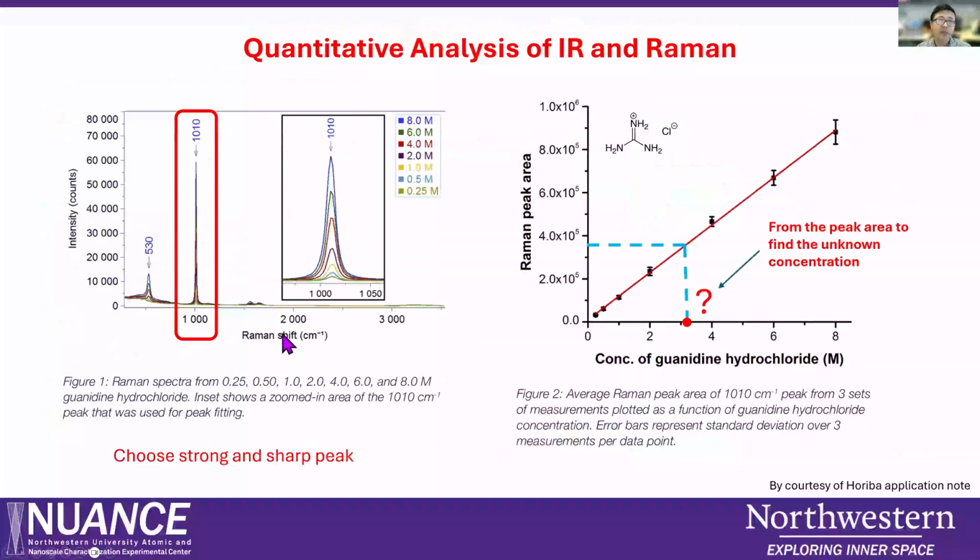It's like this example. In this spectrum, we choose a strong, sharp peak, and then change the concentration, and we can see the intensity change. Then draw a line, and they follow a linear change. After you calibrate this line, if you have an unknown sample, use the same conditions and use the peak area, you can follow this line to find the concentration of the unknown material.